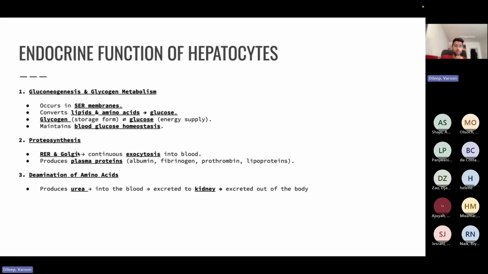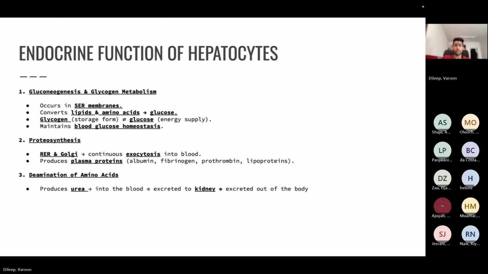When we talk about protein production, as I said, it takes place in the membranes of the rough endoplasmic reticulum and the Golgi apparatus. And in the deamination of amino acids, as I said, the amino group is removed, which produces urea. This enters the blood, and then it is excreted to the kidney, and from the kidney, it moves outside our body.